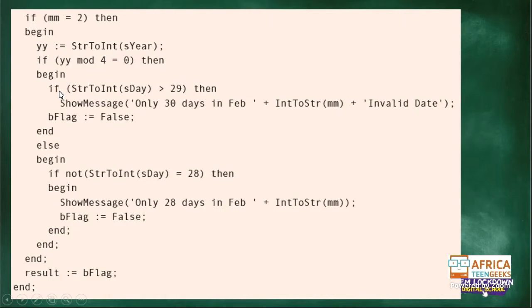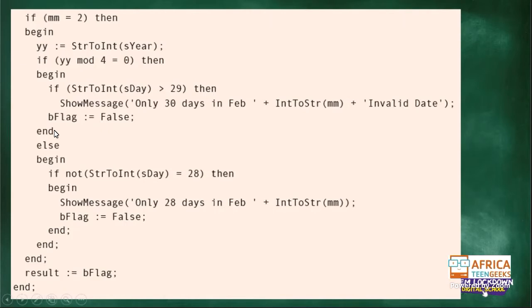And then what do I say? Okay, if it's a leap year, if my day is greater than 29, then I'm not happy because February in a leap year is 29. So 30 or 31, that is not correct. So if that is the case, then we say B flag is false. And I've just proven that it is not a valid day. And I will end up returning B flag as false. Okay, so that is correct there.